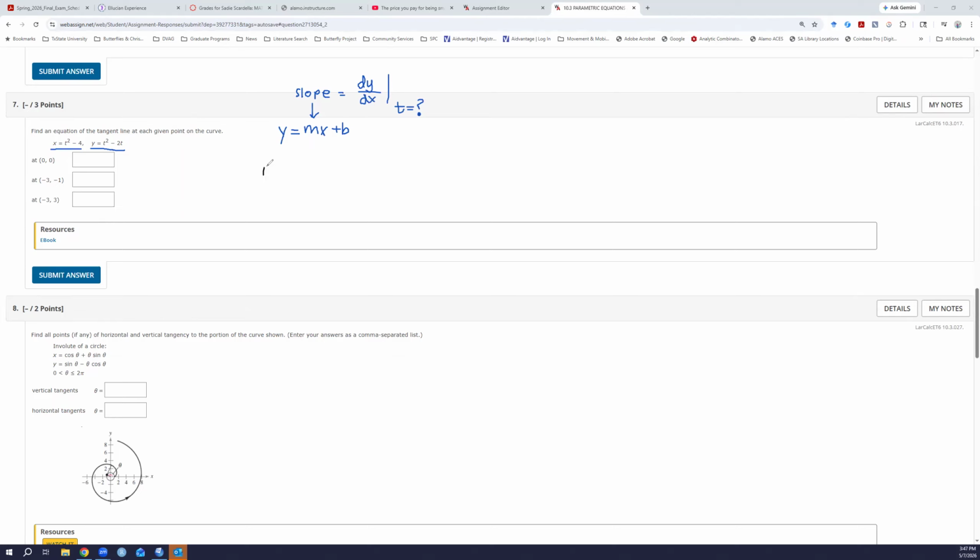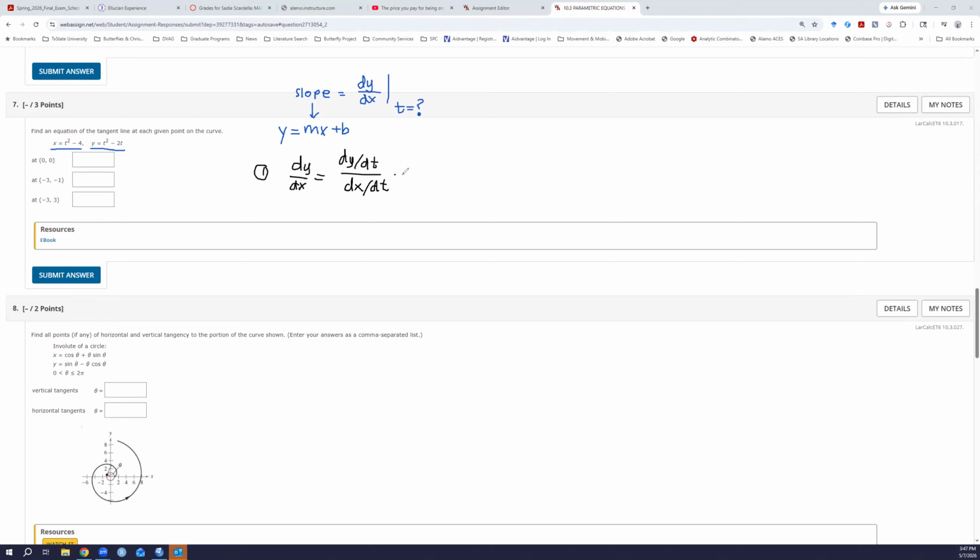So let's start off with the first part here. Dy dx is equal to dy dt over dx dt. And that one shouldn't be too bad.